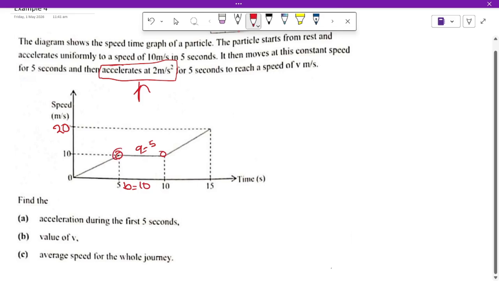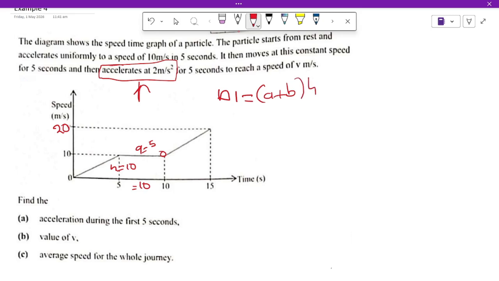Our height is from there to there, so we can pick it from here. 10 minus 0 gives us 10. So meaning our H is equal to 10. Okay, those are our values for the first diagram. Let's put it here. So let's say distance 1 is equal to (A plus B) times height, everything over 2.